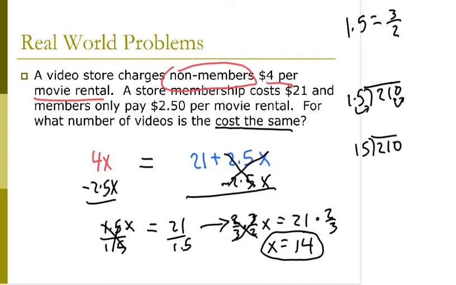15 does not divide into 2, or you can't get 15 out of 2. But you can get 15 out of 21, and you can do that exactly once. So we would put a 1 here above the 1 for the 21. 1 times 15 is 15. You subtract that, you get 6. You bring down your 0, and you can get 15 out of 60 exactly 4 times, and that's 60. Subtract that, that's 0. So we end up with exactly the same answer, that x equals 14.